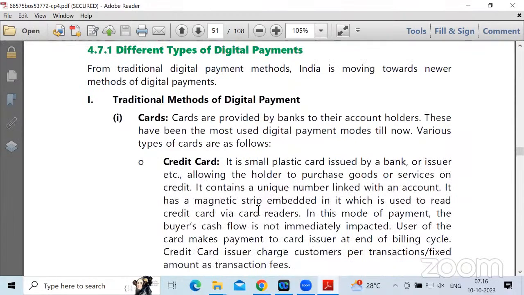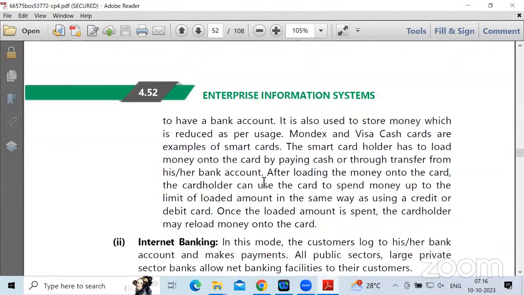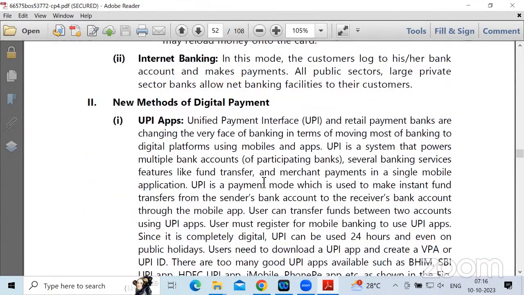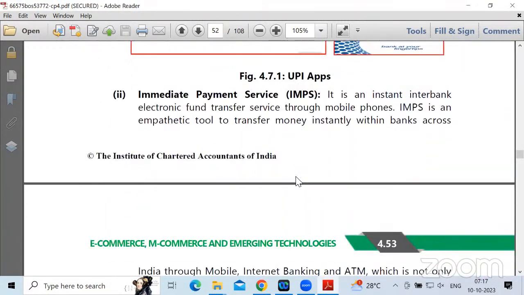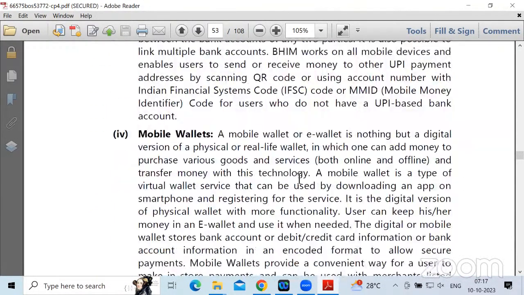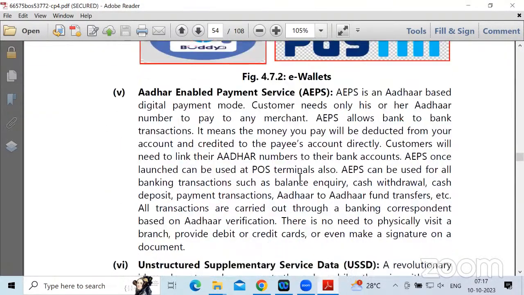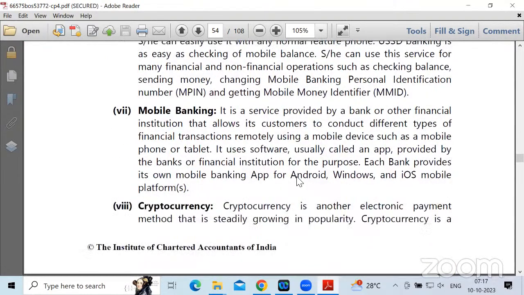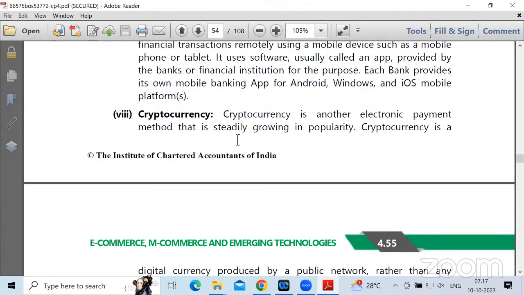Okay, digital payments, all of you are very familiar. Credit card, debit card, smart card. Smart card means it contains more information. That's it. Internet banking, UPI apps. Everyone is nowadays using UPI, Unified Payments Interface. So you know how it is operated. IMPS, mobile apps. Sometimes they will ask a question from these electronic payments, but that's also Aadhaar enabled, USSD, cryptocurrency. So cryptocurrency we have to see.